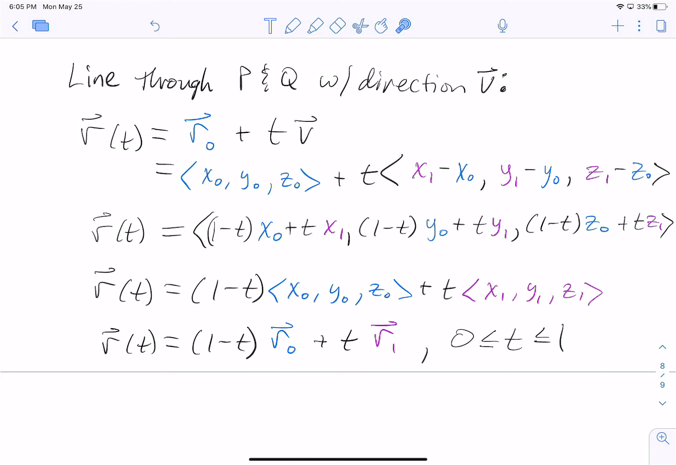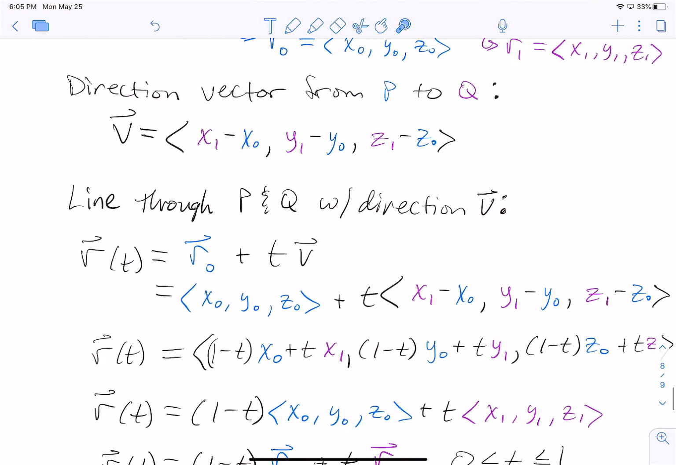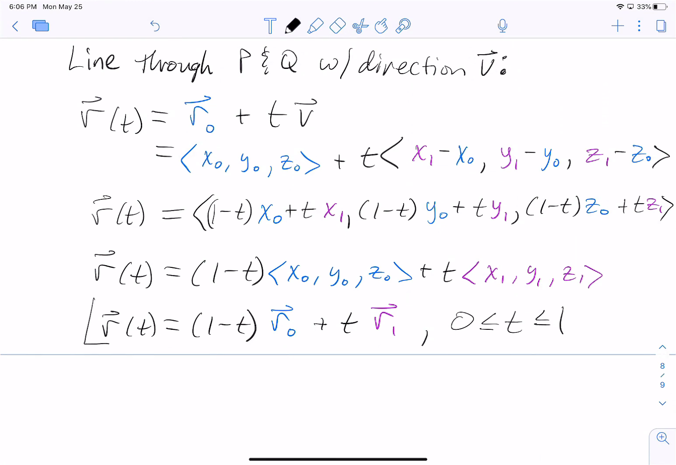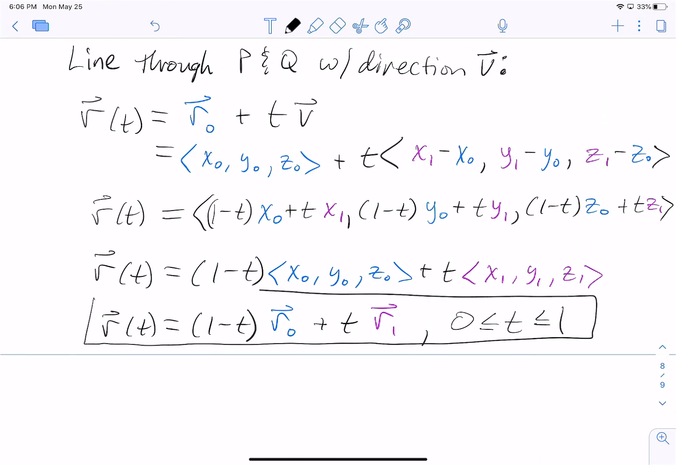So r of 0 would simply give me r sub 0, the vector. If t is 1, then 1 minus t is going to zero out, and I'm left with the vector r1. As t goes from 0 to 1, the coefficient in front of r0 gets smaller and smaller. The coefficient in front of r1 gets bigger and bigger. And so that's how we end up going from r0 to r1, which is really going from P to Q. So this is a formula for the segment between 2 points.